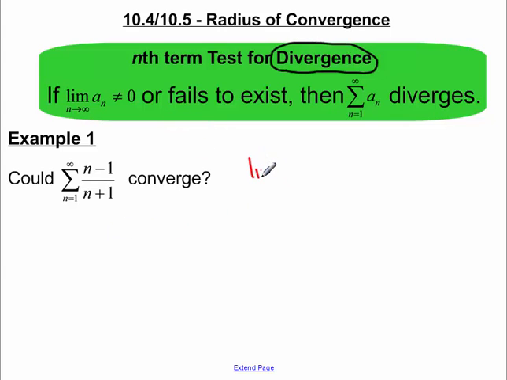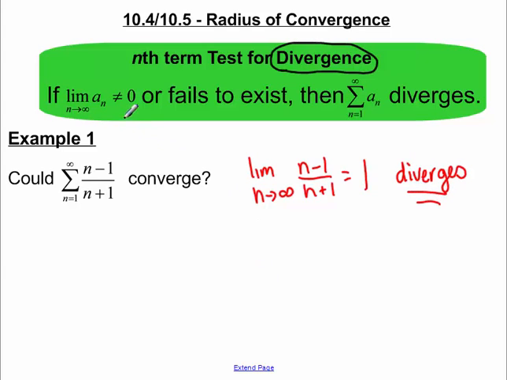So in our first example, let's look at the limit as n goes to infinity of (n minus 1) over (n plus 1). What is that limit? That limit equals 1. Since the limit doesn't equal 0, or fails to exist, and it technically equals a number, that means this series diverges. Our limit has to equal 0 for it to potentially converge.